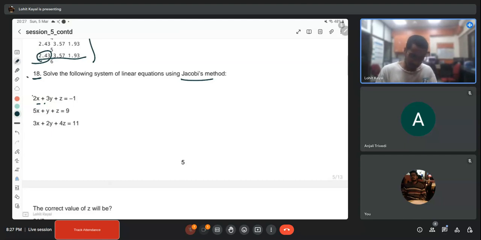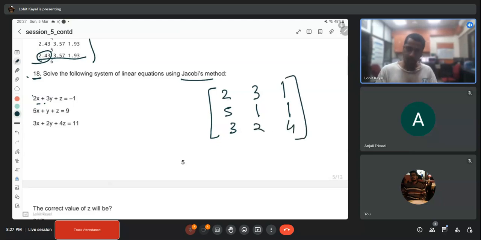Let me first write down the matrix: 2, 3, 1, 5, 1, 1, 3, 2, 4. You can see that this matrix is not diagonally dominant. Here 3 plus 1, which is 4, is greater than 2. Here 5 plus 1, which is 6, is greater than 1. Here 3 plus 2, which is 5, is greater than 4. So this is not a diagonally dominant matrix, but anyway, let's try to find the solution.